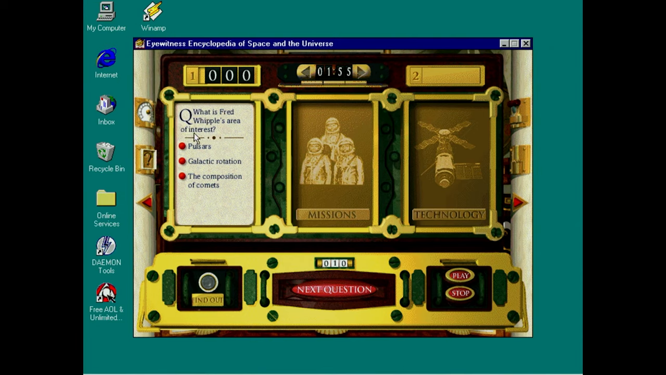What is Fred Whipple's area of interest? I have no idea. What is the boundary of a black hole called? Event horizon, I believe. What theory was proposed by Fred Hoyle? I don't know. I know it's not this one. But going to go with the one here. Oops. Next.